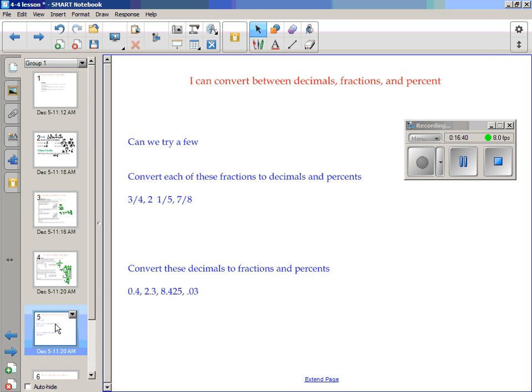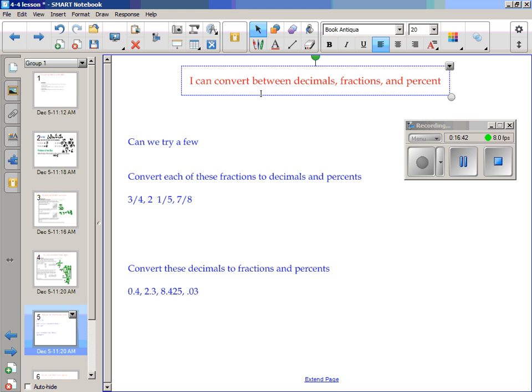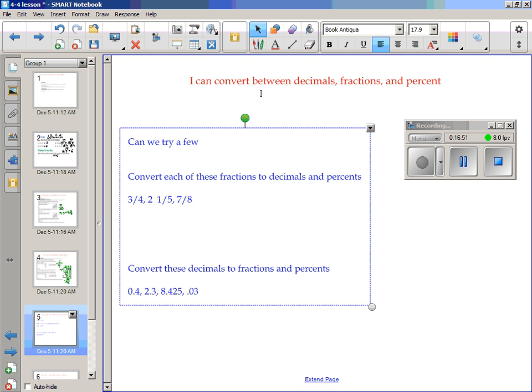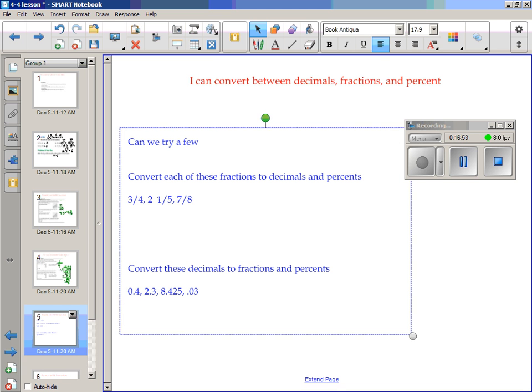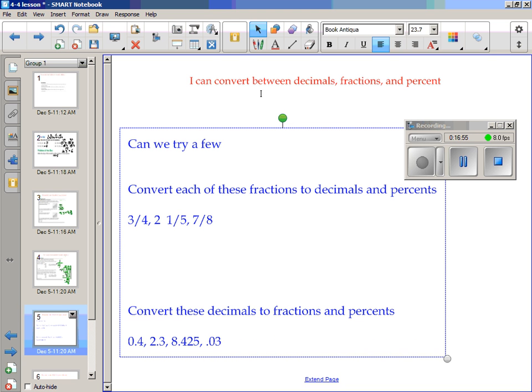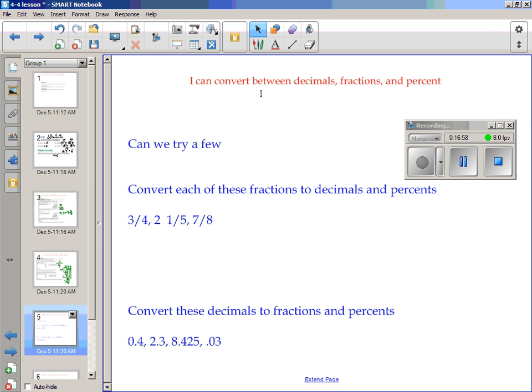Okay. So what I'd like you to do is try and convert a few. Okay? Let's try a few. Can you convert 3/4, 2 1/5, and 7/8? Can you convert them to decimals? And then if you can do that, can you convert these decimals down here into fractions? I'm going to give you a few minutes to do that right now.